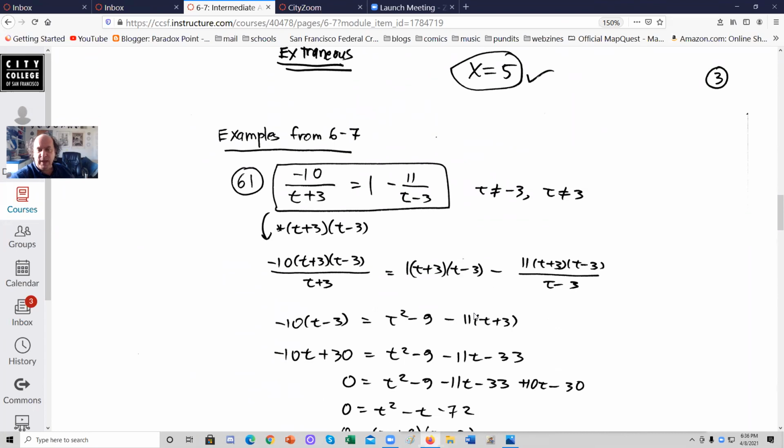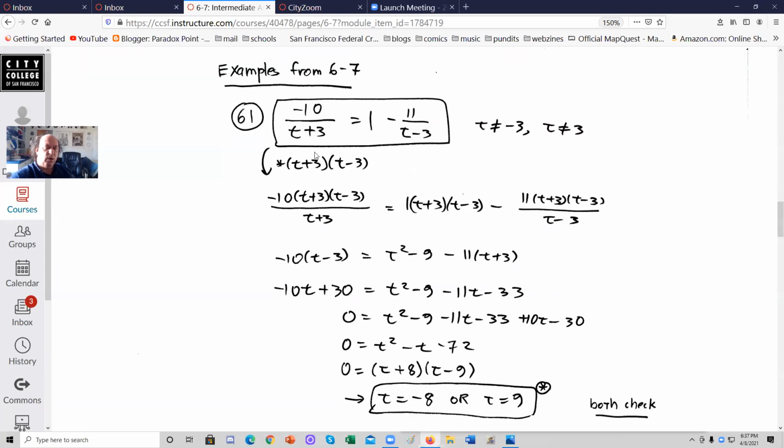All right, we have some more examples. −10/(t + 3) = 1 − 11/(t − 3). Oh, t + 3 and t − 3, my apologies. Okay, because we don't want t + 3 to be 0, t can't be −3. Because we don't want t − 3 to be 0, t can't be 3. So these are two already excluded values.